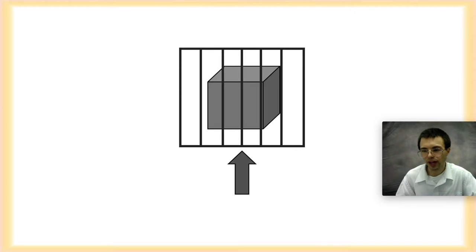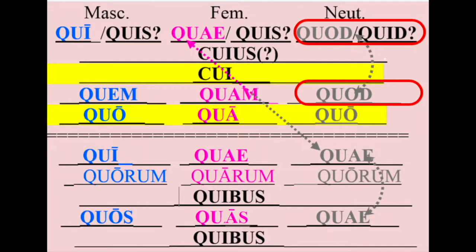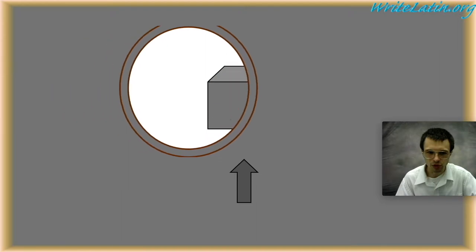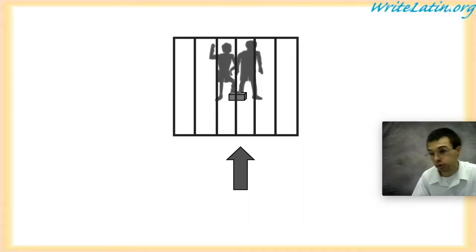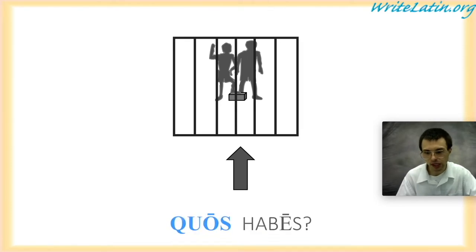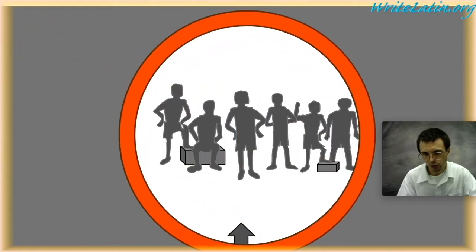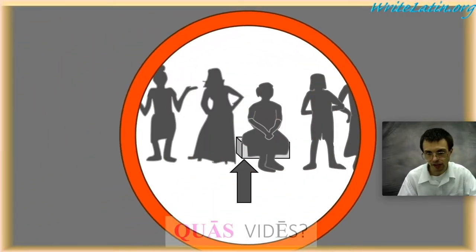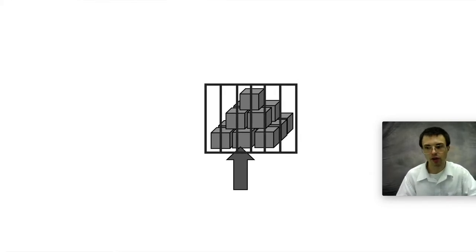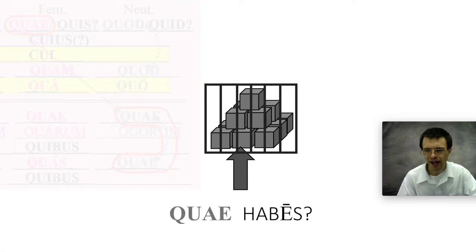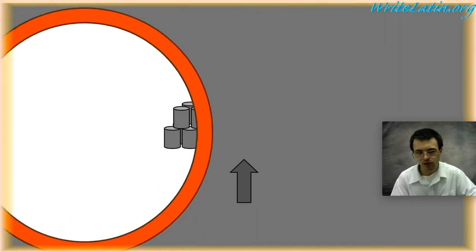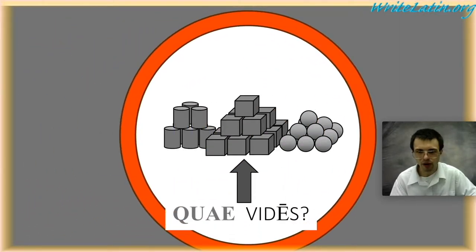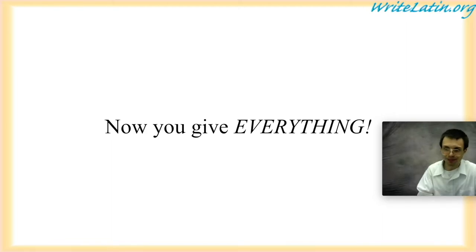If it's a thing, what do you have, quid or quod? Now, quid is more direct and simple, what? Quod is more roundabout, which or which one? Which one do you have, or which one do you see, quod vides? Now, plurals. If at least one of them is a guy, it's going to be quos, whom do you have? And again, whom do you see? Quos. Girls, obviously, quas. And whom do you see? Quas. And then plural, remember this is the feminine nominative sounding one, so it's going to be quae habes. Which ones do you have? And which ones do you see? Quae vides. Okay. All right, now you give everything and they're scrambled up, so good luck.